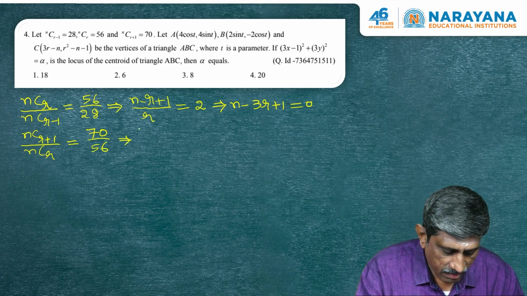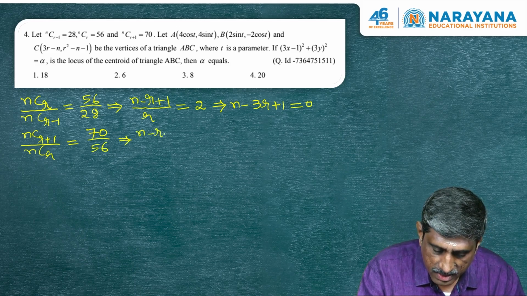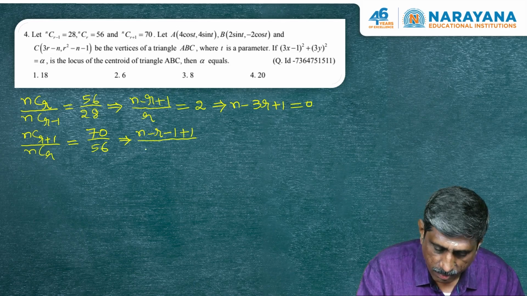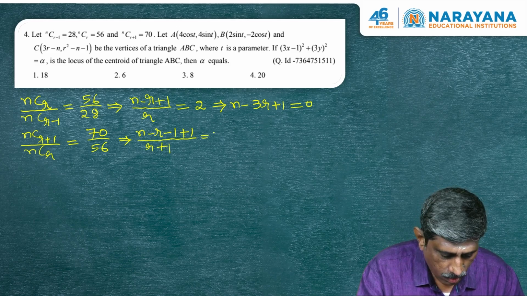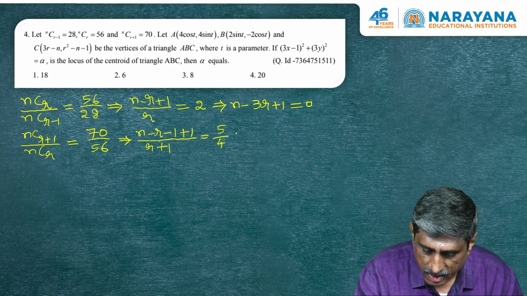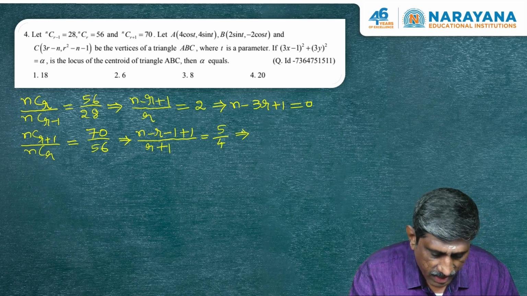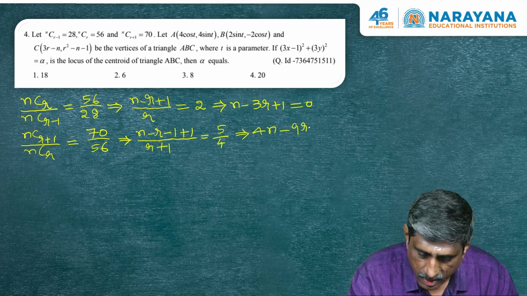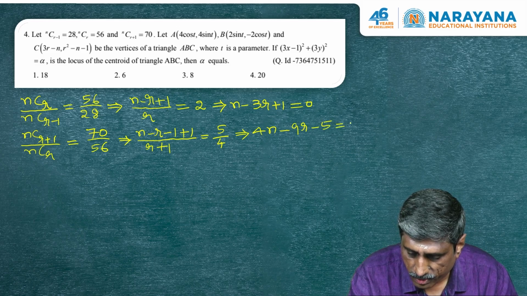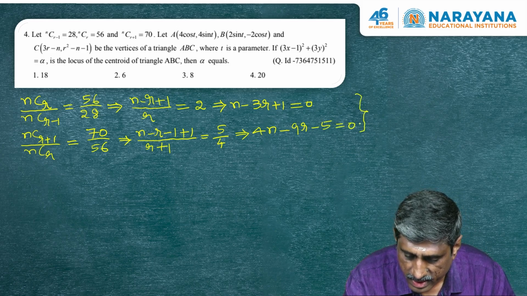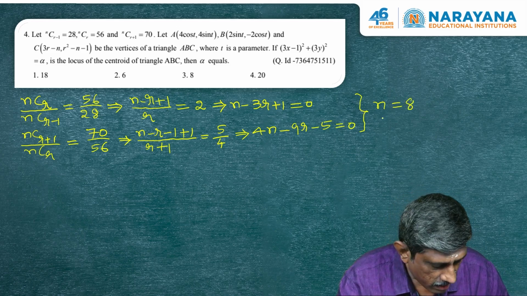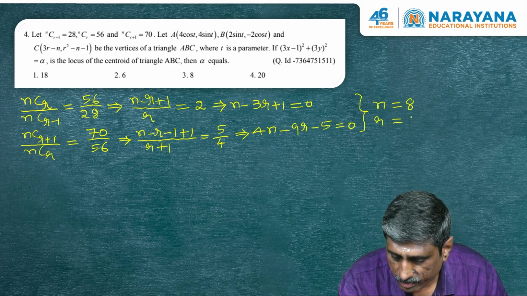Similarly, when we apply nC(r+1) divided by nCr is equal to 70 divided by 56, and simplify this, we get (n minus r minus 1 plus 1), in place of r we write r plus 1, divided by r plus 1, is equal to 5 by 4. When we cross multiply and simplify, we get 4n minus 9r minus 5 is equal to 0. Solving these two equations for n and r, we get n is equal to 8 and r is equal to 3.